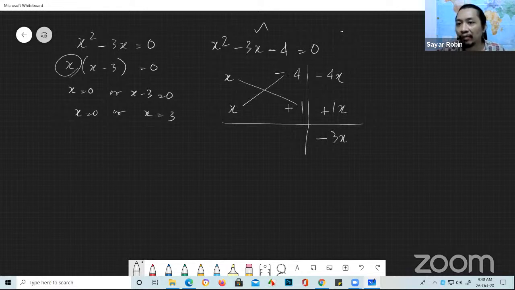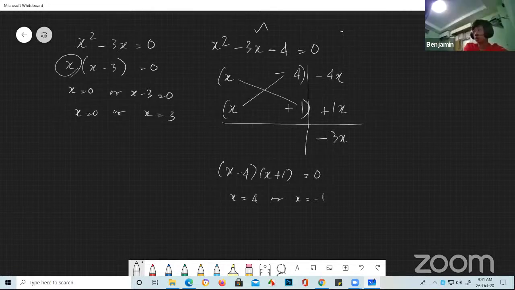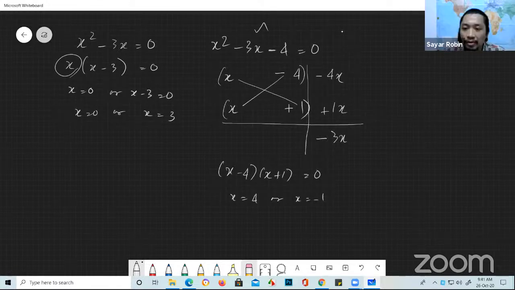Finally, we have the correct factors of the given quadratic equation. So x minus 4 times x plus 1 is equal to 0, and then x is equal to 4 or x is equal to negative 1. Everybody, do you all remember these ways that you have learned before? Yes. Okay, thank you very much.